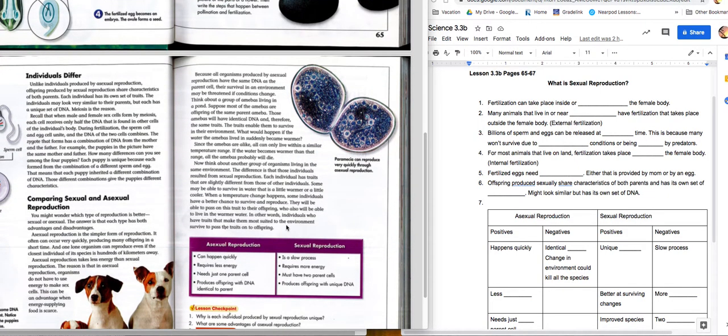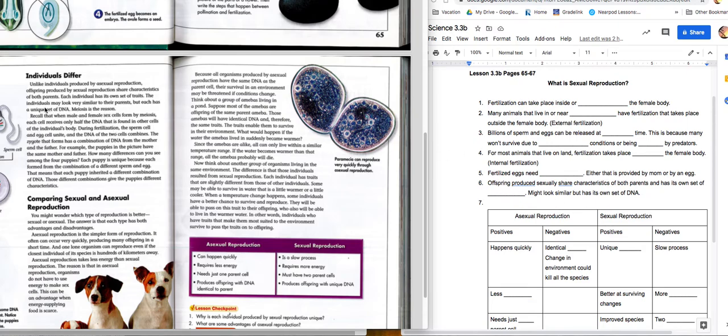All right, turning the page in your science book, scrolling down here, we're going to learn why they differ and what that means for us. Unlike individuals produced by asexual reproduction, offspring produced by sexual reproduction share characteristics from both parents. Each individual then has its own set of traits. Okay, so we're down here, you have your own set of traits.